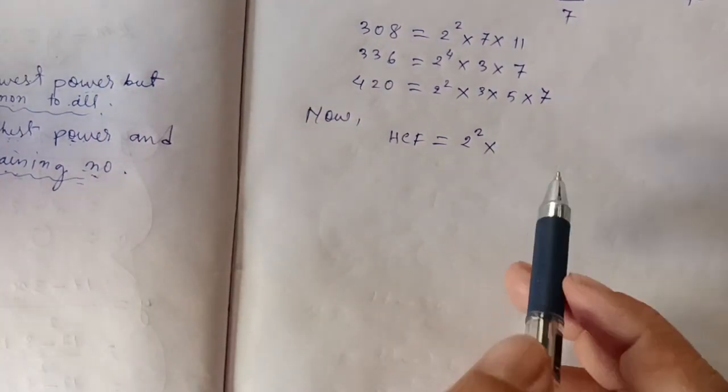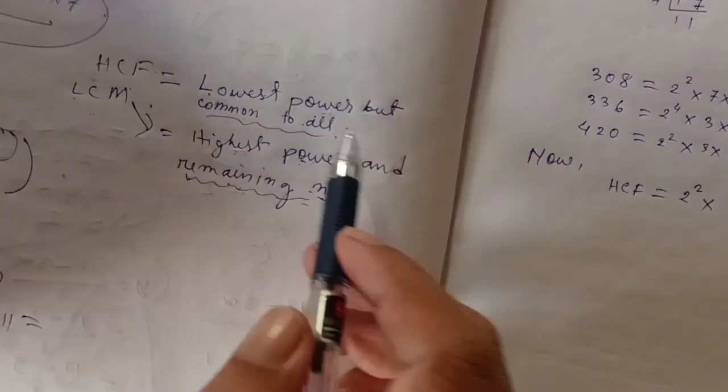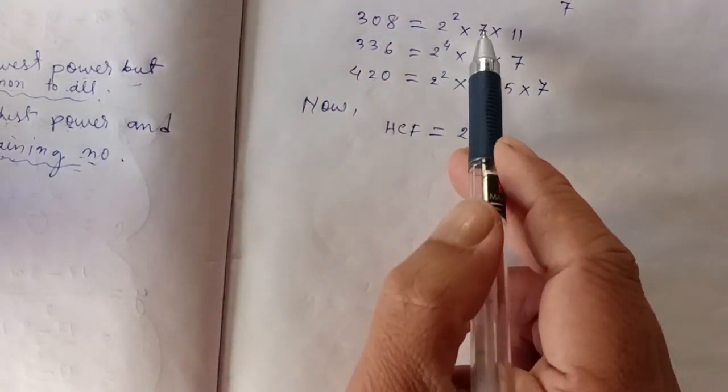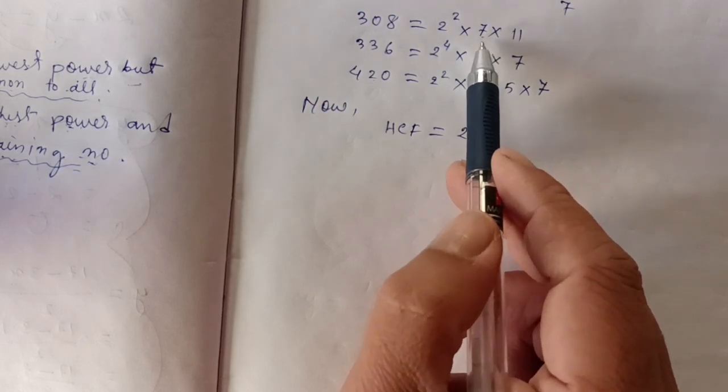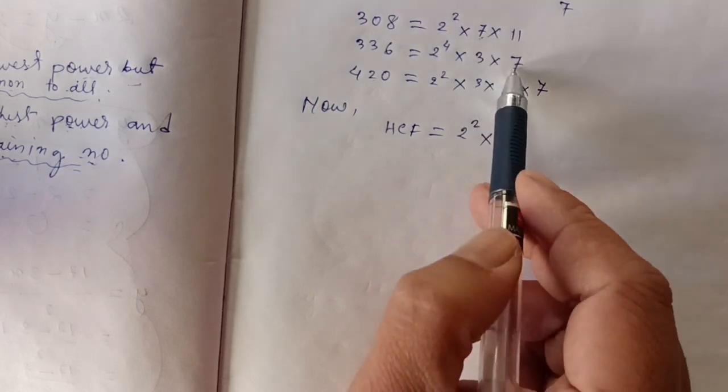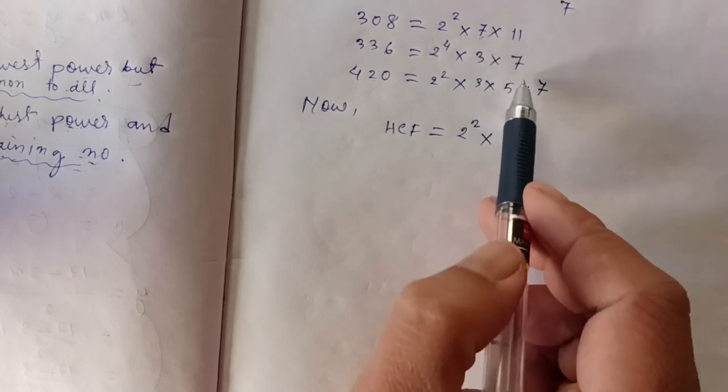Then next is lowest power but common to all. Can you write 7? Yes, we can write 7 because we have 7 here, we have 7 here, we have 7 here.